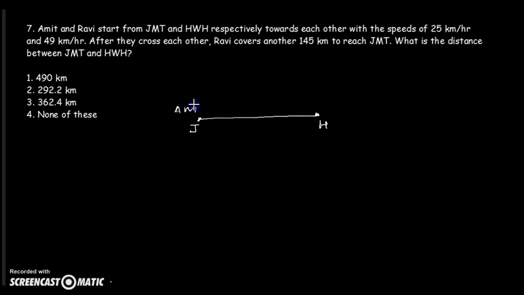Amit starts from here and Ravi starts from here. They meet each other, cross each other at a certain point. And then it is given that Ravi has to cover another 145 km to reach JMT. So this distance is given as 145 km. What is the distance between JMT and Howrah? What else do we need? The speed is given as 25 km per hour and this is 49 km per hour.